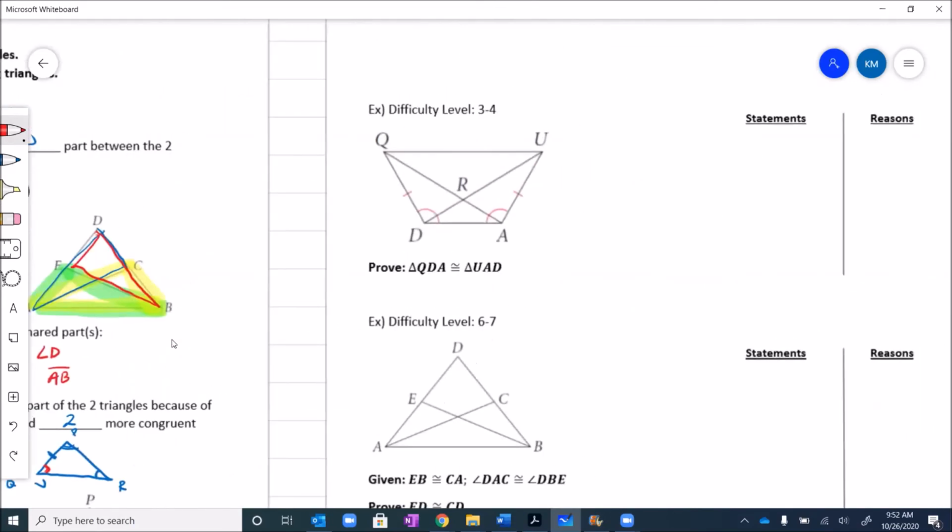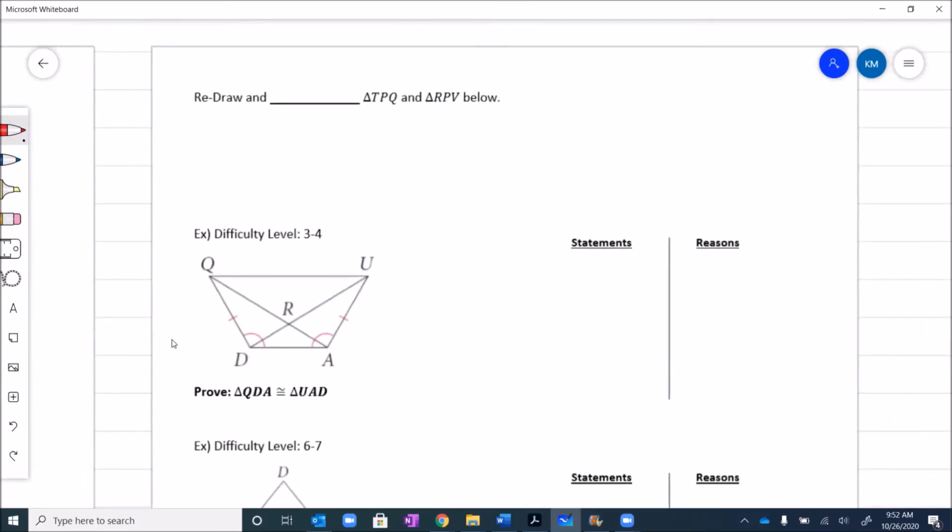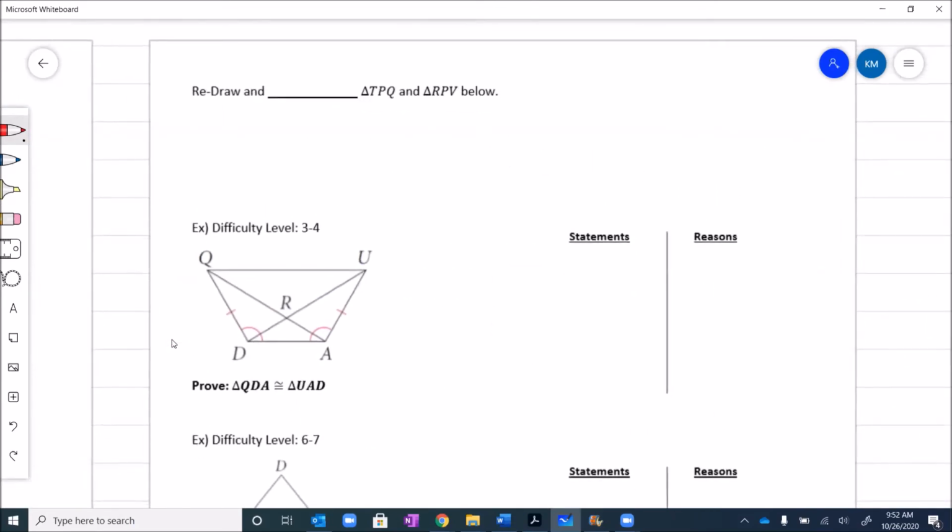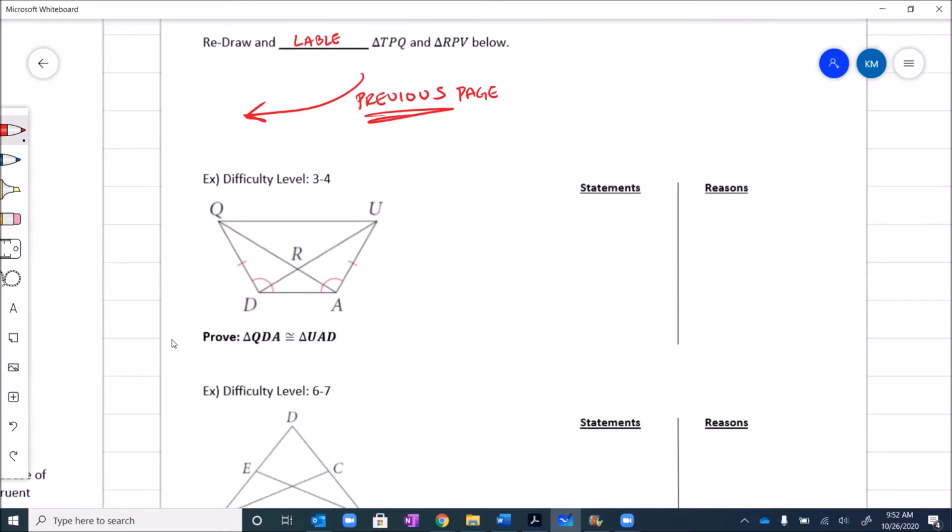Okay, we got some proofs to go through. Redraw and label below. You can do that again if you'd like to. We've already done that on the previous page. Okay, but if you didn't, here's some space. If you're like, oh, that's really cramped, I wish you gave me some more space, so there it goes. All right, so let's go through some proofs.